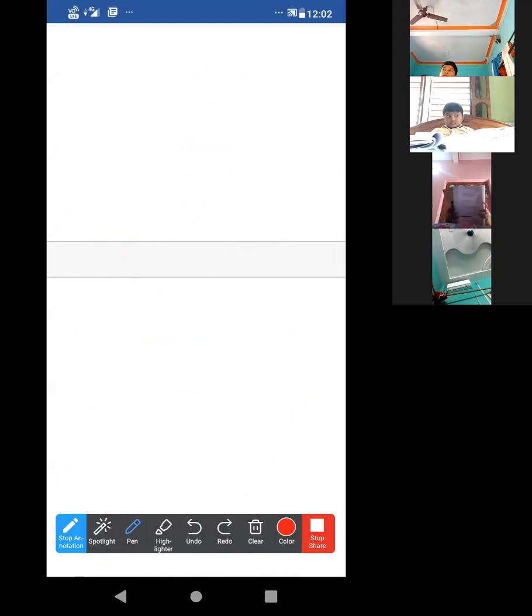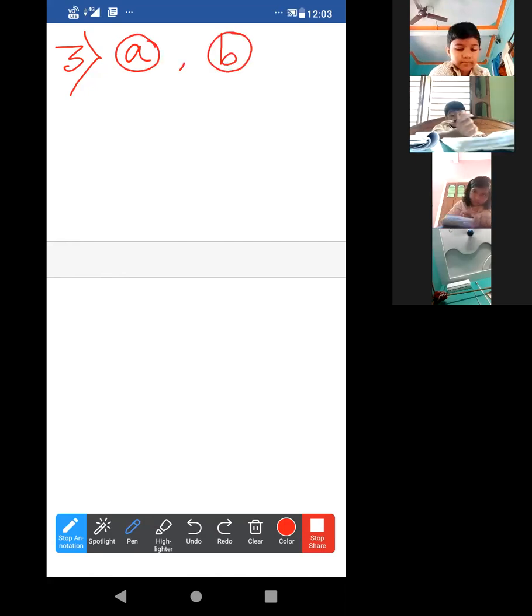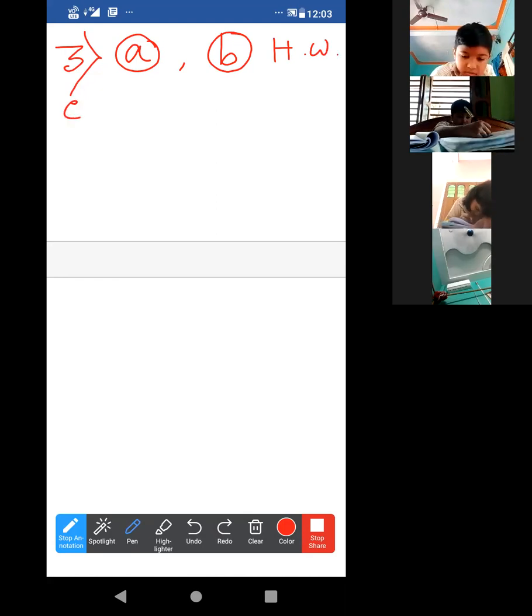Okay, now the next one, third one. Find the perimeter of the square whose side is given. Square means each side is equal, yes? Shifa, square means what? Each of the sides is equal, okay? Now, I am doing C, D, E, F. A and B will be your homework. Now, let me do C.